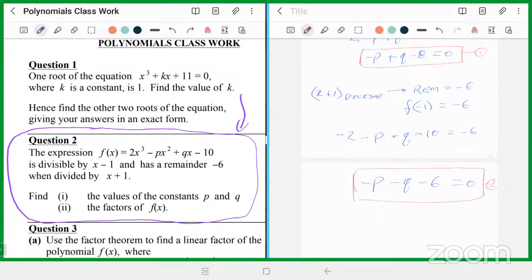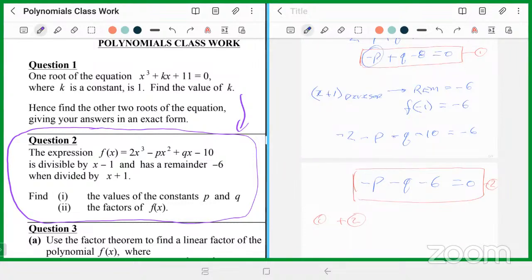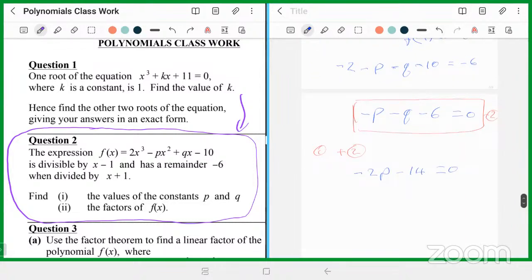And so now solving equation 1 and 2. If I add them, I will eliminate the q. One is a positive q, one is a negative q. So if I add up everything together, q is eliminated. So minus p and minus p is minus 2p. The plus q and the minus q eliminate each other. The minus 8 and the minus 6 is negative 14, equals 0. If I transpose the 14, it becomes positive 14, and divide by the negative 2, I get negative 7. So p equals negative 7.